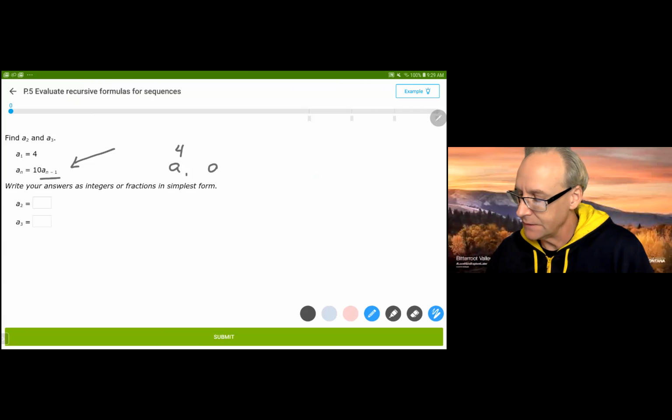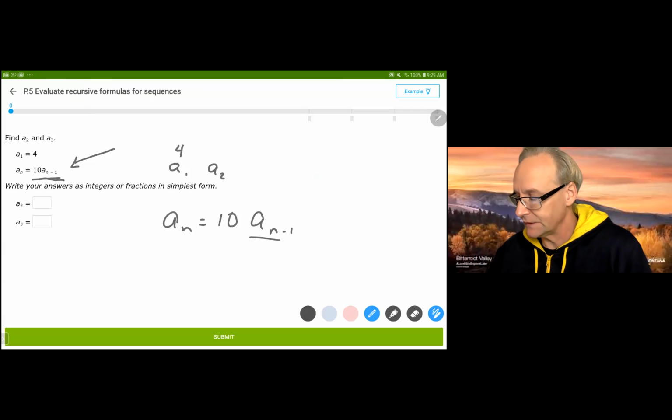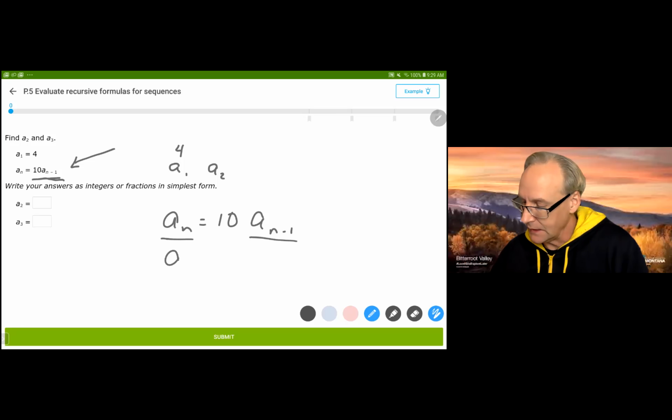Now to get to a to the 2, it literally says right here, take 10 times a to the 1 to get to a to the 2, because a to the n, and I want to make sure it's perfectly clear what they're doing, a to the n minus 1. This is really scary looking notation, but just keep in mind that if this says a to the 2, then this one just simply says a to the 1. And a to the 2 is 10 times a to the 1.